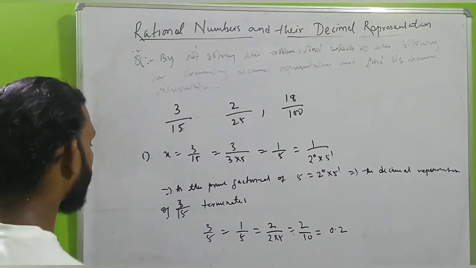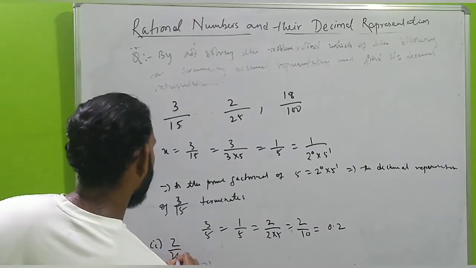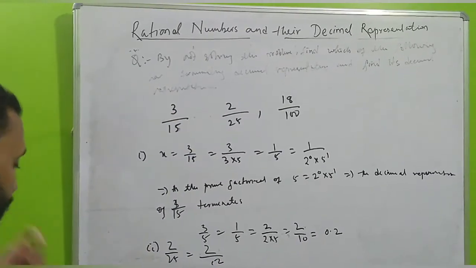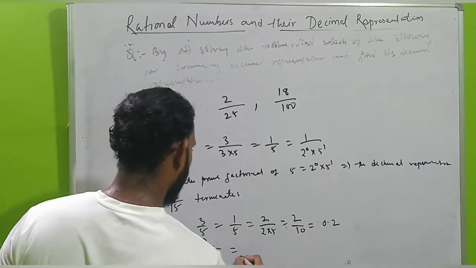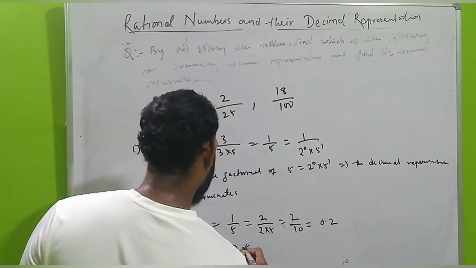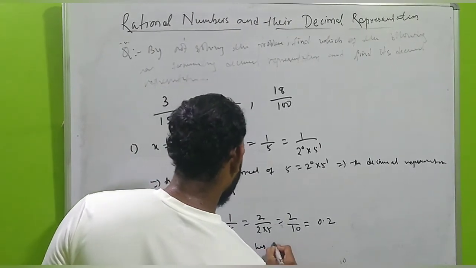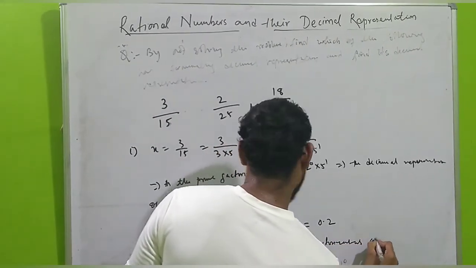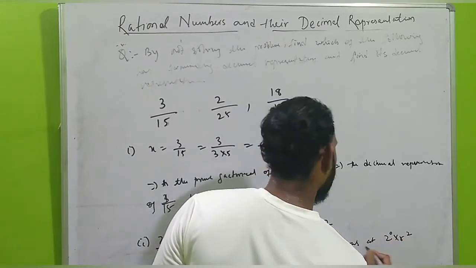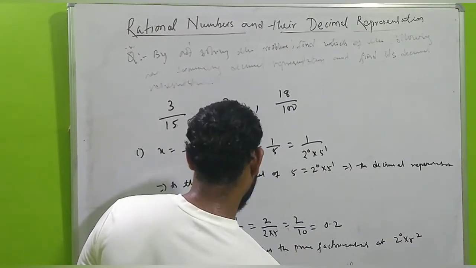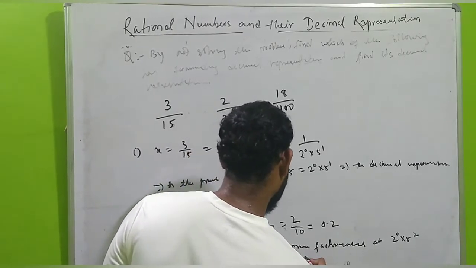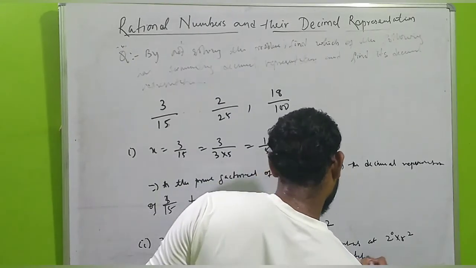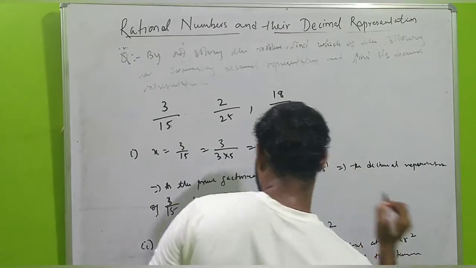So similarly, next consider the second question, that is 2 by 25. You can see it is 5 square, so it is 2 by 5 square. So 25 has the prime factorization 2 to the power 0 into 5 to the power 2. This implies 2 by 25 has a decimal representation that terminates.